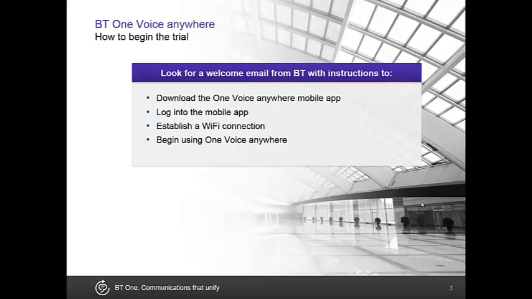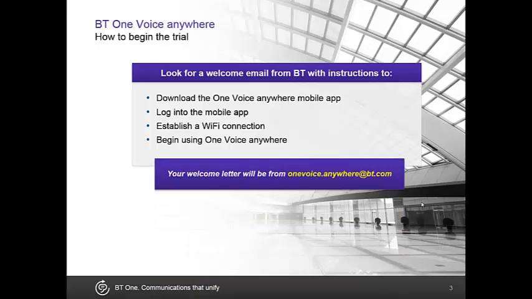It will instruct you to log into the One Voice Anywhere mobile application. It will provide your personal username and password that you will use during the trial. It will inform you to connect to a Wi-Fi network, and it will instruct you to begin using the One Voice Anywhere service. Be sure to look for the welcome letter from the address that is listed here.